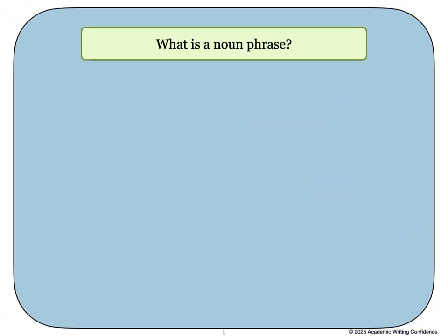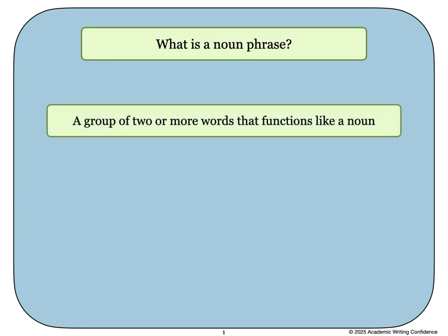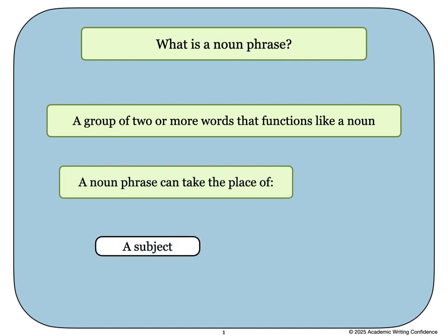Let's start with the noun phrase. A noun phrase is a group of two or more words that functions like a noun. A noun phrase can take the place of a subject in a sentence or an object of the sentence. Let's look at some examples.